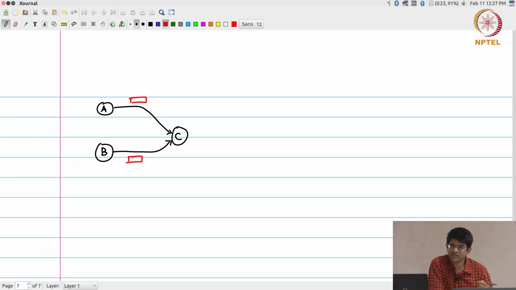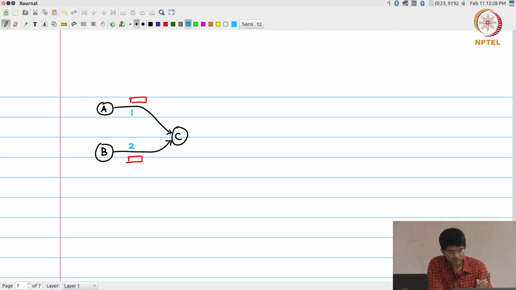But the interesting thing becomes when I can further associate a number with each of these edges, right? So let's say I have 1 over here and 2 over here. What does that number mean? It means that for C to execute, it needs to wait until there is at least one data present on A and at least 2 data values present on the B edge, B to C edge.